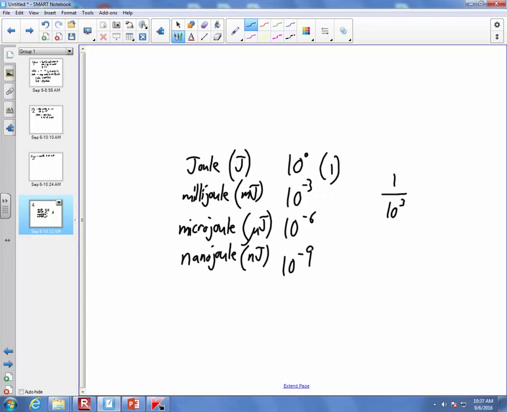Anyone know what's even smaller? Pico? Yeah, picojoule. That's negative 12. You probably won't be talking about picojoules too much in this class, but it's good to know what these terms mean.